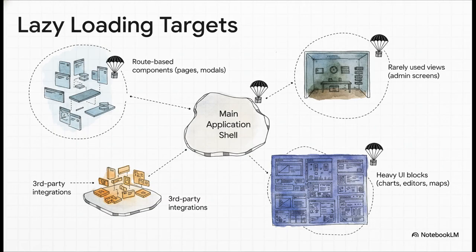So what are the best places to use this? Think about the distinct parts of your app. Entire pages or routes are the perfect candidates. Or maybe those really heavy UI components, like a big charting library or rich text editor. Or what about areas that most users never even see, like your admin panel? If it's not needed on that very first load, it is a prime target for lazy loading.